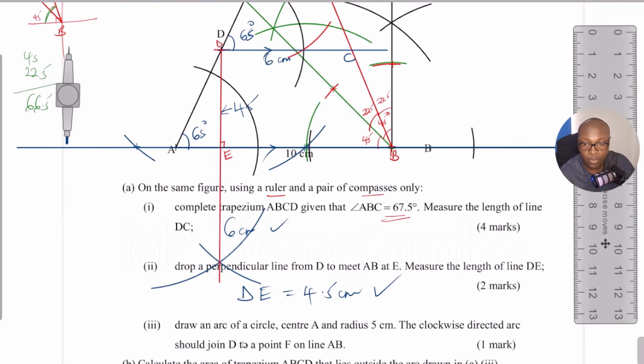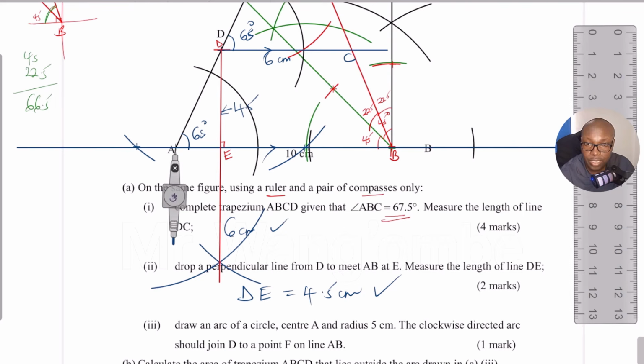It is 4.5. Then the other question, part 3. Draw an arc of a circle, center A, radius 5 centimeters. The clockwise directed arc should join D to a point F on line AB. So take a pair of compass and stand at A.